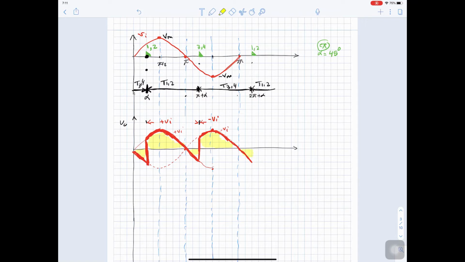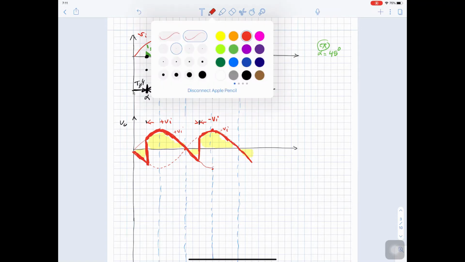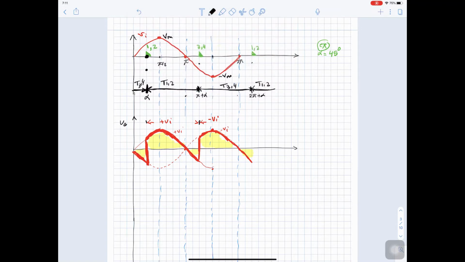Someone will say, is this output voltage AC or DC? So this output voltage is DC because the average is not equal to 0. Why is the average not equal to 0? Because the negative part is less than the positive part.